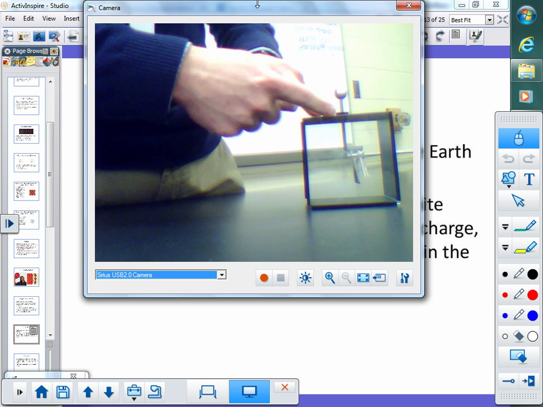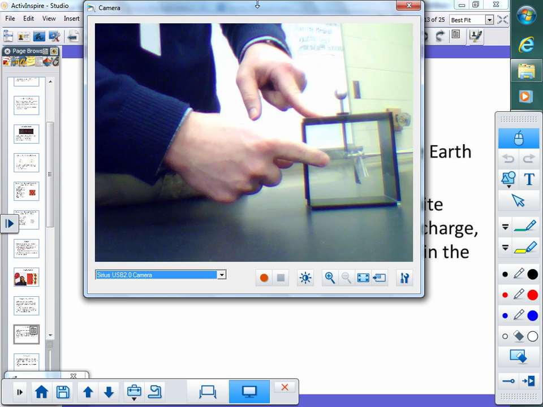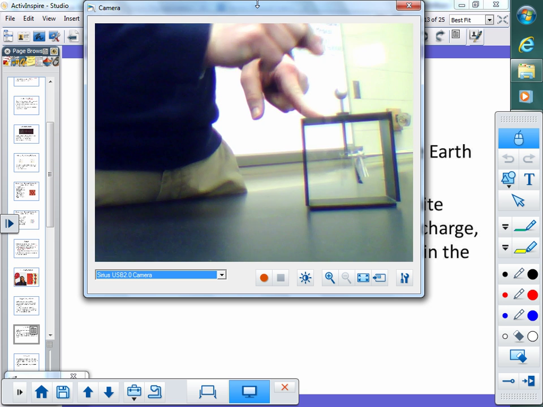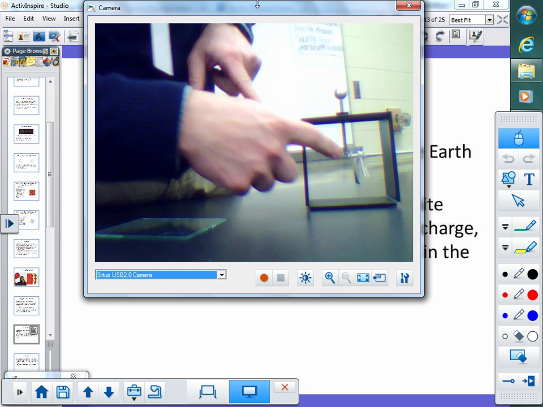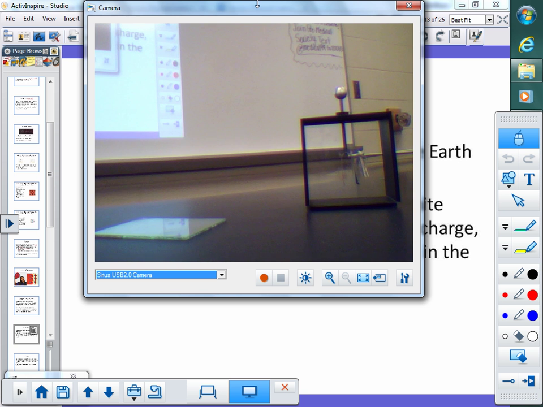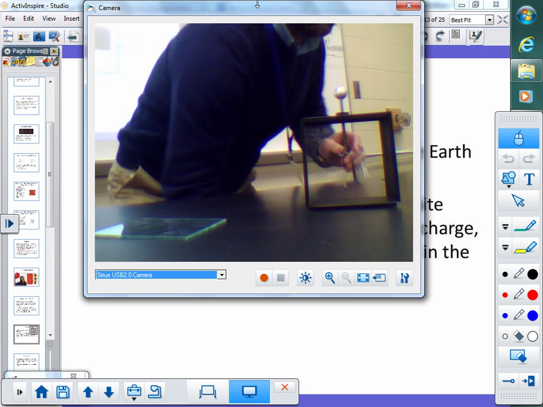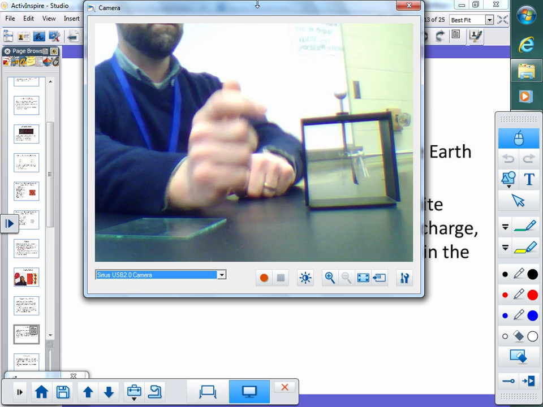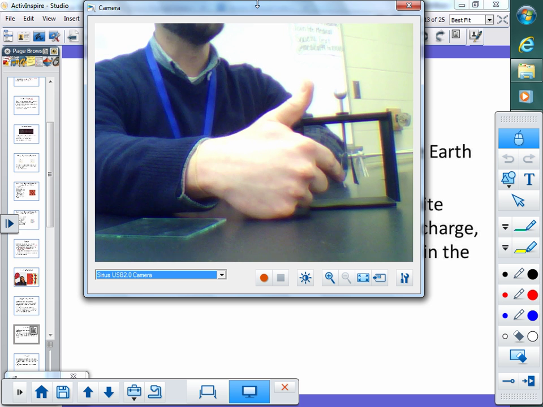It's got a ball on top of it, and down inside of the electroscope, which are a little bit difficult to see here, there's two small pieces of aluminum foil. Okay? Maybe I should not block the screen so you guys can see it. Okay. So, two small pieces of aluminum foil.